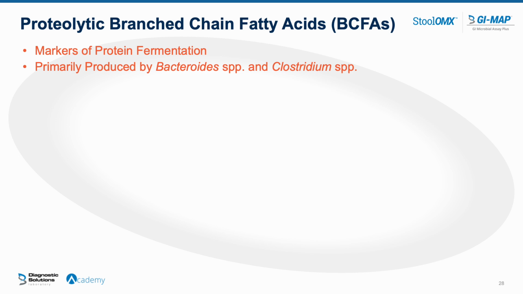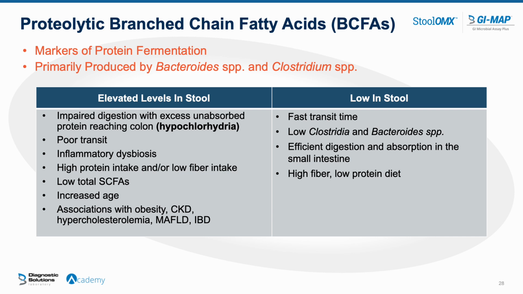If there are elevated levels of proteolytic branch chain fatty acids in the stool, this could tell us the following. There could be impaired digestion with excess unabsorbed protein reaching the colon. Often this is due to hypochlorhydria. We may see slow transit or inflammatory dysbiosis, high protein intake or low fiber intake, low total short chain fatty acids, increased age, and there is association with obesity, chronic kidney disease, hypercholesterolemia, metabolic dysfunction associated fatty liver disease, and IBD.